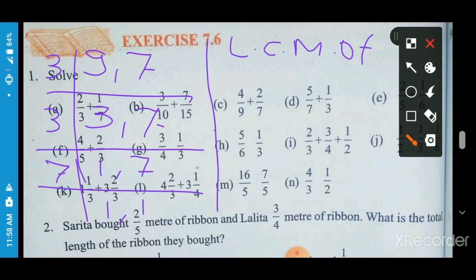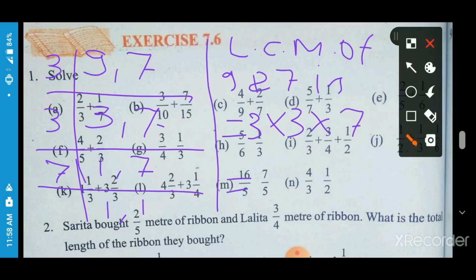It means the LCM of 9 and 7 is 3 into 3 into 7. That is 7 3s are 21 and 21 3s are 63. So the LCM is 63.